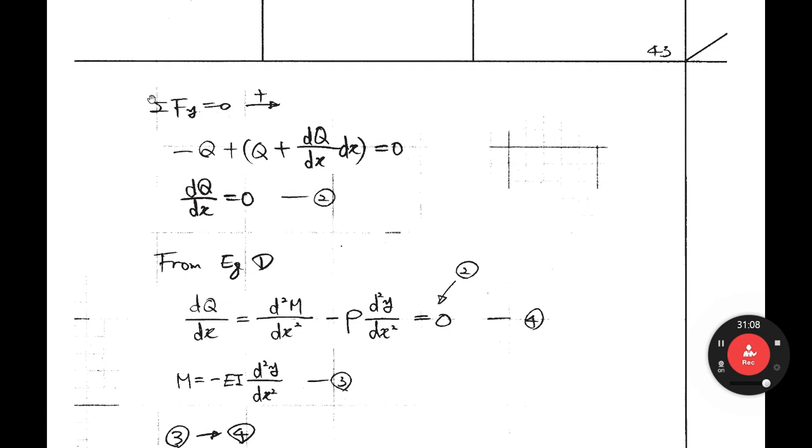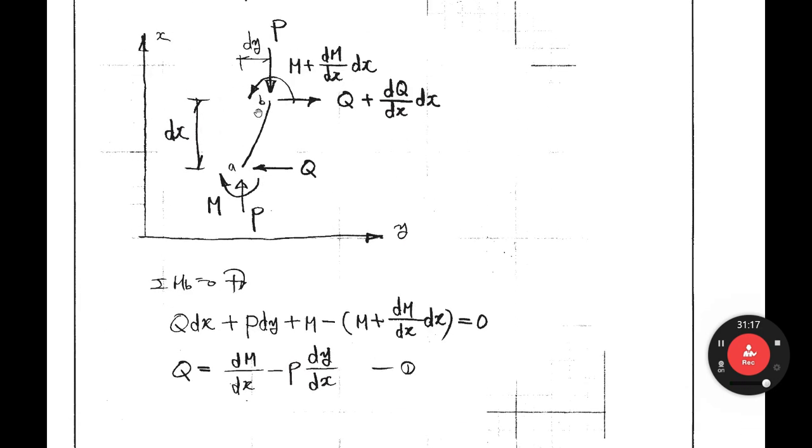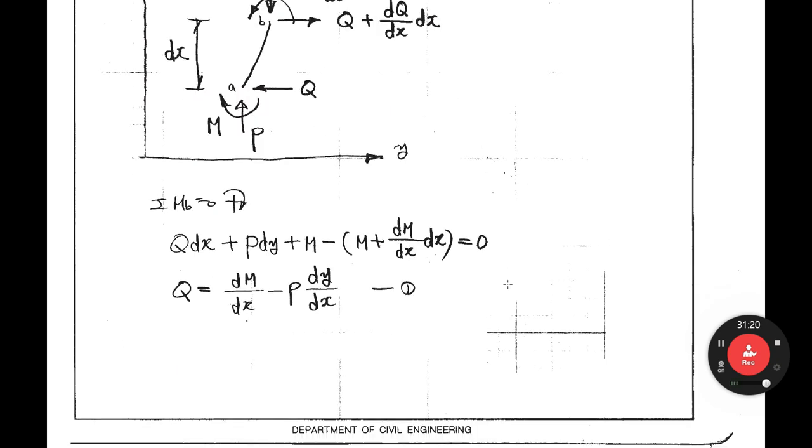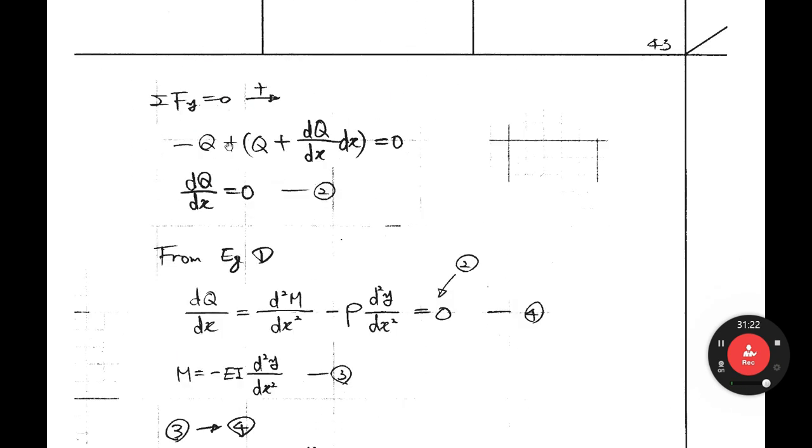Now I am making the fourth order equation, the y fourth prime equation. If you take sigma Fy equal to 0, then you have this Fy term. So from here, you get minus Q, Q, like that. Delete it, then you have dQ/dx equal to 0, because dx is not 0.